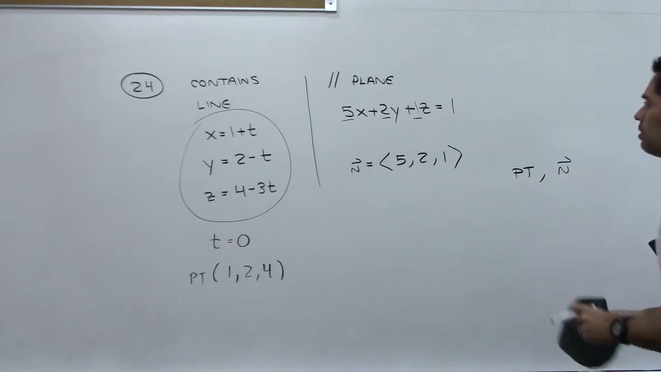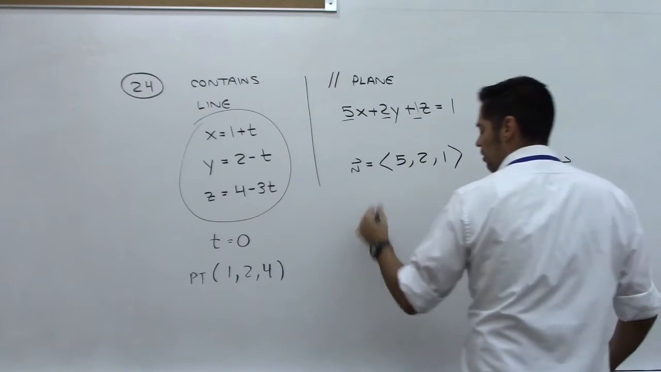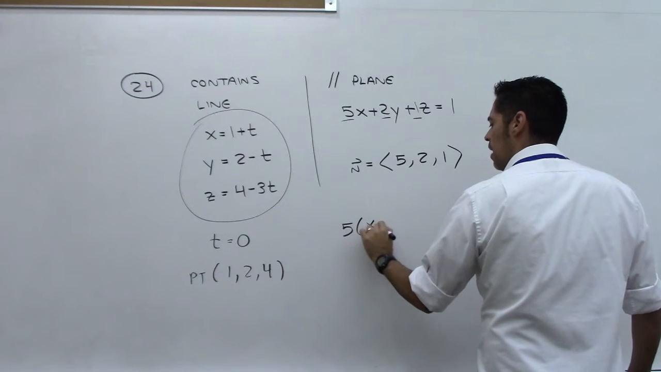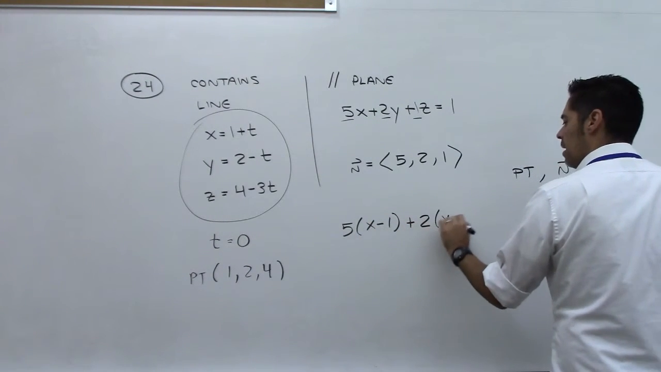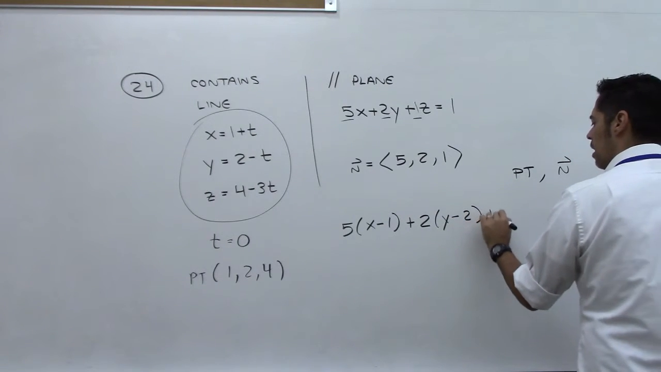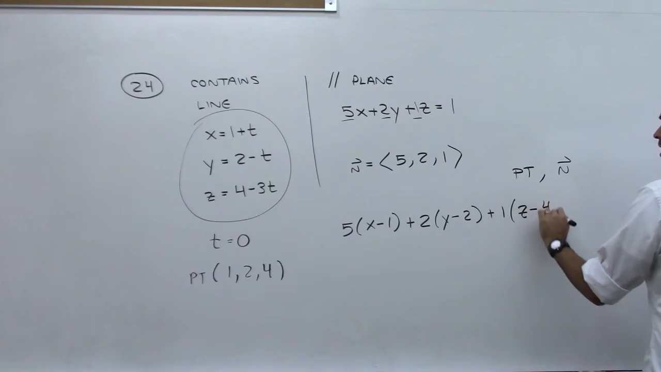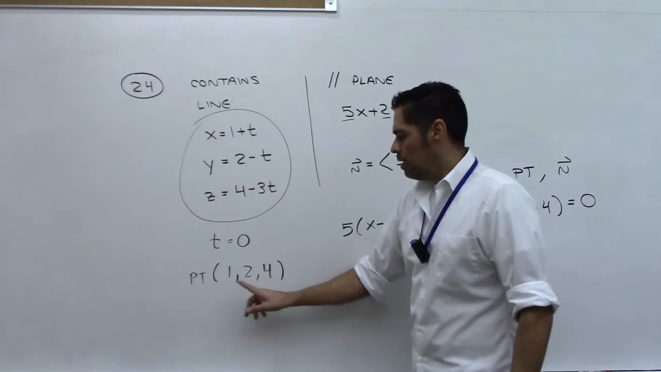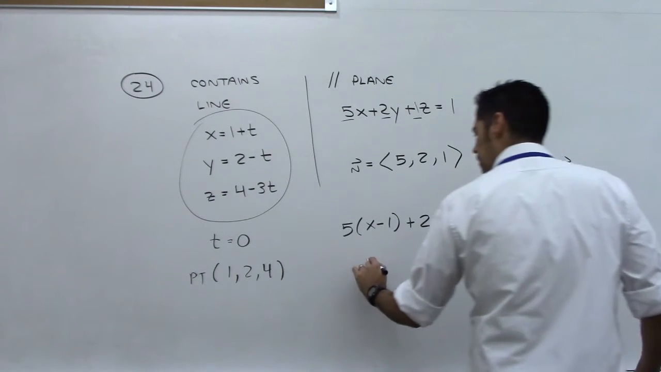Okay? So let's do this. I'm going to use this point and this direction vector. Using the formula, you get 5, that's A, times x minus x naught, plus b times y minus y naught, and then plus c, which is 1, times z minus z naught equals 0. So there's a, b, c, x naught, y naught, z naught. There it is.